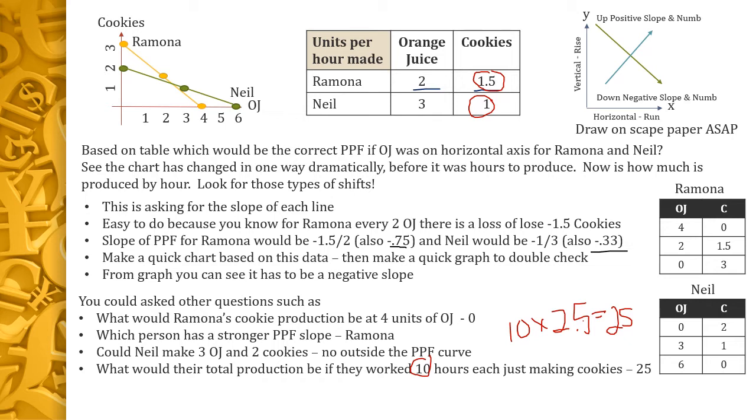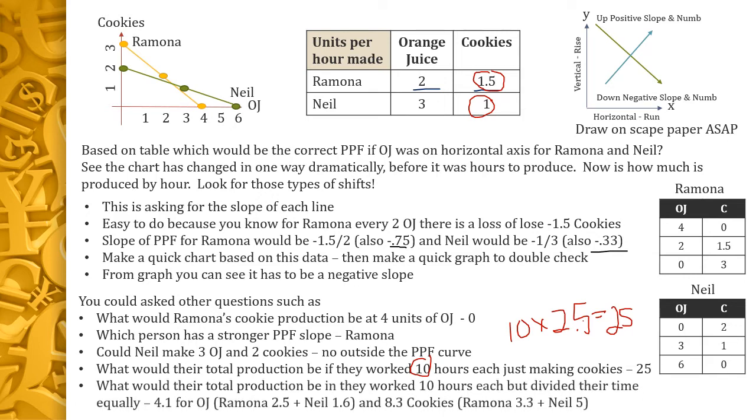And then, the last question that I have in here is, what would their total production be if they worked 10 hours each, but divided their time equally? When we say divided equally, that means we would spend 5 hours on each thing. And so again, you can see how I work that out.